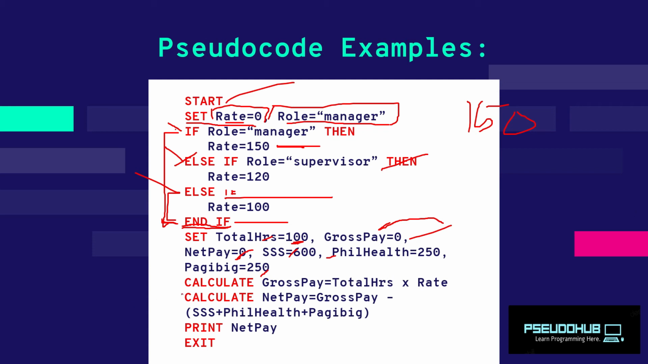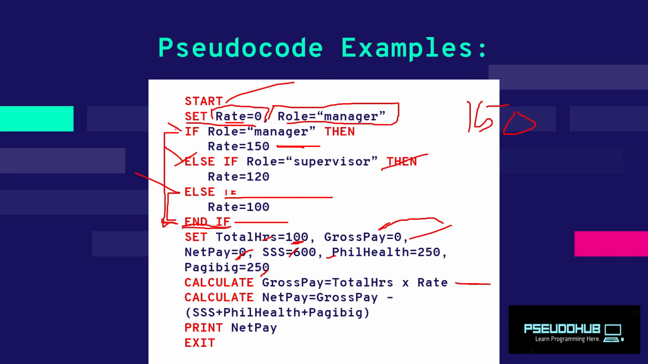Ang next is calculate, kaning next line. So, gi-calculate na ang gross pay. That's total hours times rate. If you remember, nabuo na to nga formula. Total hours is 100 times rate, which is 150. So, magkano ba pag 100 times 150? Let's get our calculator. So, that's 100 times 150. So, 15,000 ang iyang sweldo. Okay? So, 15,000 ang gross pay.